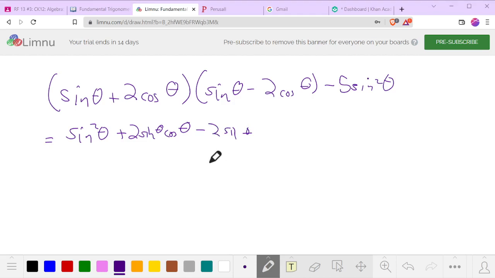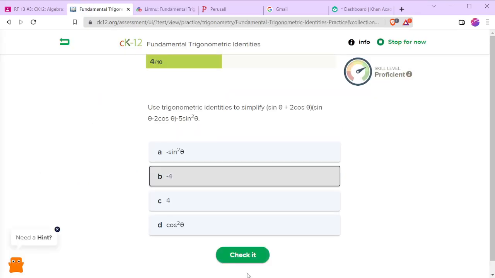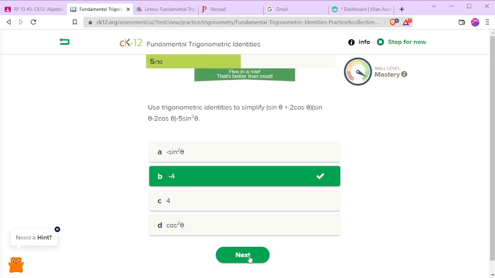Sorry about the interruption. That's a sine theta cos theta minus a 4 cos squared theta minus 5 sine squared theta. Again, our terms that are mixed cancel out. If we collect like terms, we have a negative 4 times cos squared theta plus sine squared theta. So the whole thing simplifies to negative 4. Again, graphing is possible.